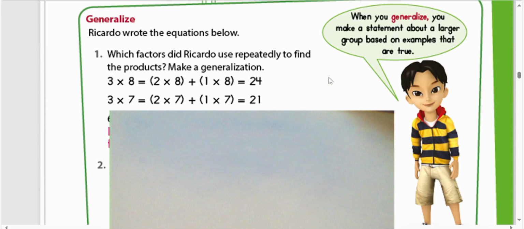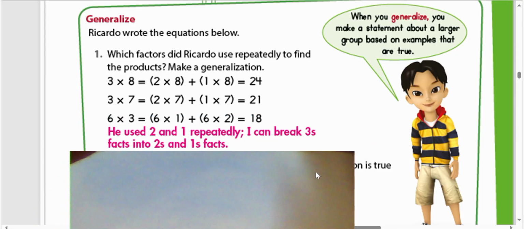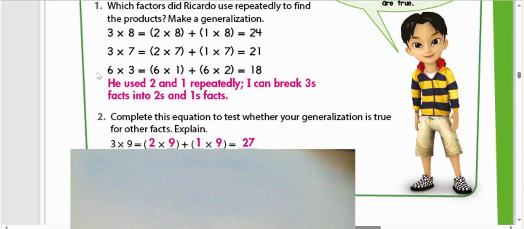Next question. 3 times 8 equals 2 times 8 plus 1 times 8. We use the distributive property. We use 2 and 1 to make 3. I can break 3 into 2 and 1. Okay, you can use the number here, 3 equals 2 plus 1.